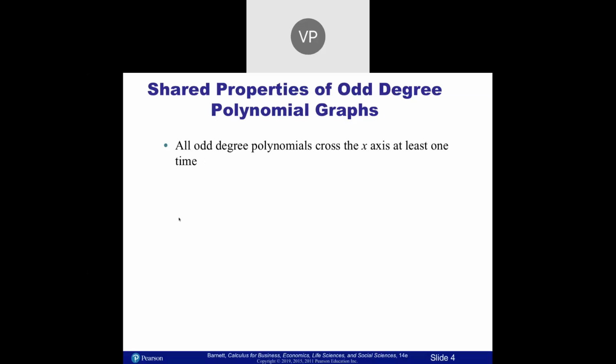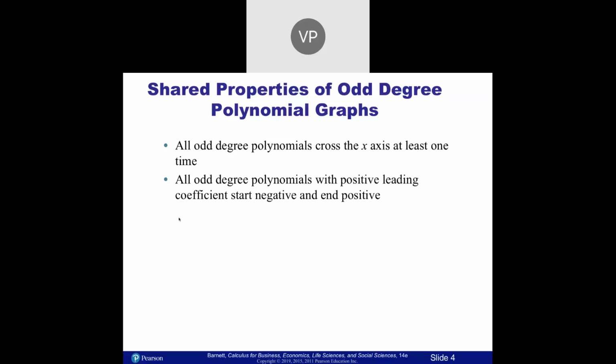We said that the range is going to be all real numbers. So if you go all the way from negative infinity to infinity, at some point you've got to cross 0. You have to cross the x-axis. So you're going to have at least one x-intercept. And it may bounce up and down, so you may have multiple ones.